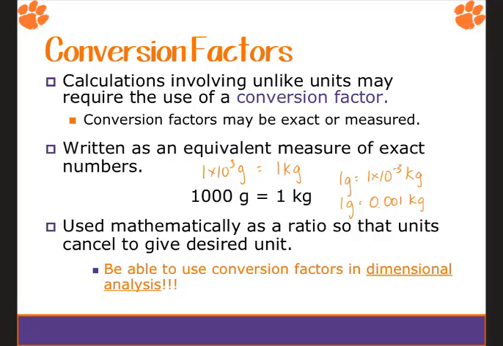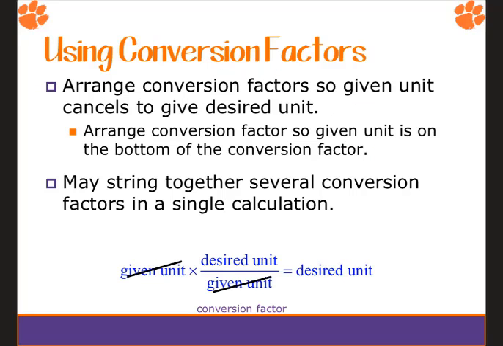So we take these equalities and can write them as conversion factors such that our units will cancel to give us the desired unit. So everything that follows here is kind of lumped into the category of dimensional analysis. And we're going to keep doing this throughout the entire semester. So make sure that you get this part down pat. So your goal here is to arrange the conversion factors, those are the equality expressions written as fractions, so that a given unit cancels to give your desired unit. And that's what they ask for in the problem.